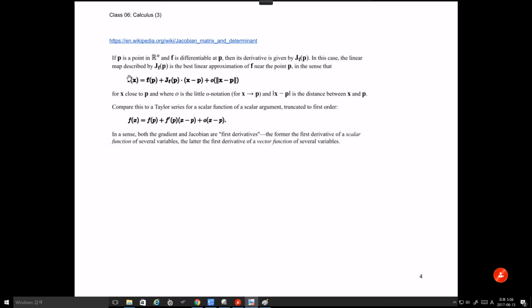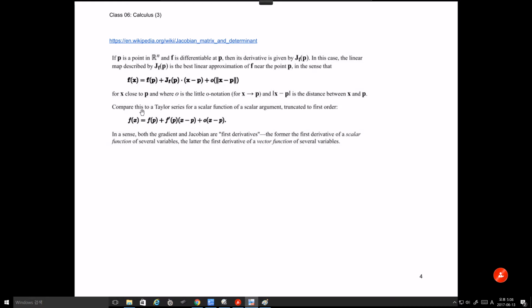Anyway, in this case, the linear approximation described by Jf(P) is the best linear approximation of f near point P in the sense of this expression. This is the error term, for x close to P, where small o is the little-o notation, and x minus P is the distance between x and P. Simply speaking, you can regard this as an error, which converges to 0 when x goes to P. So it is like 0 when x and P are close enough.